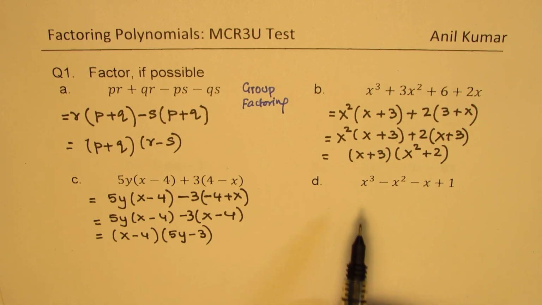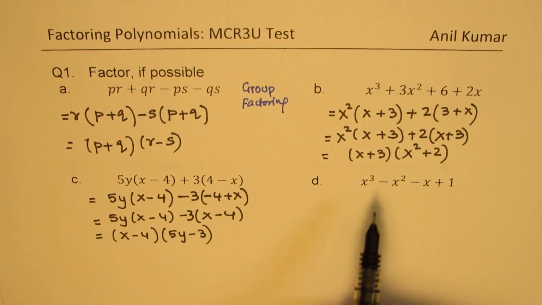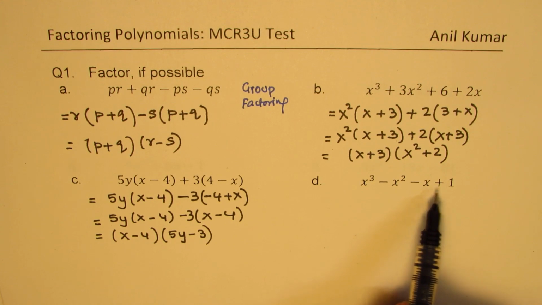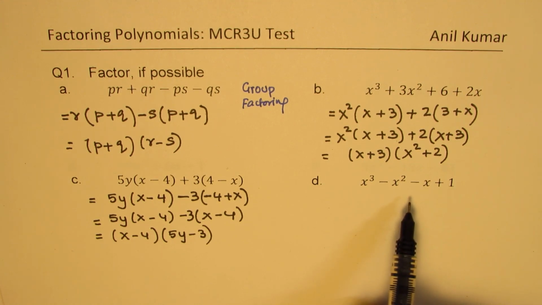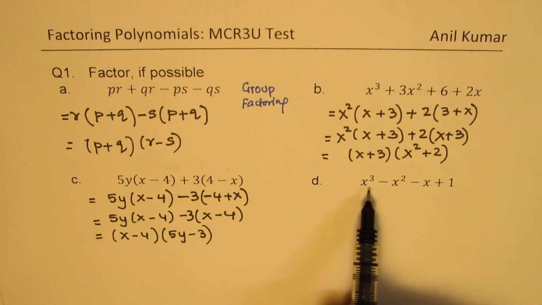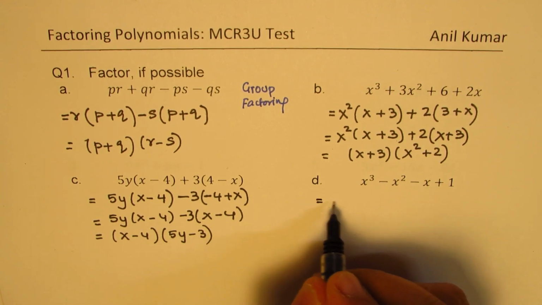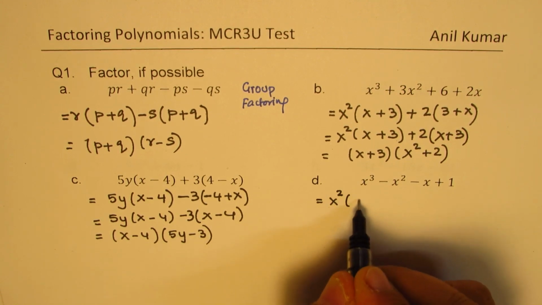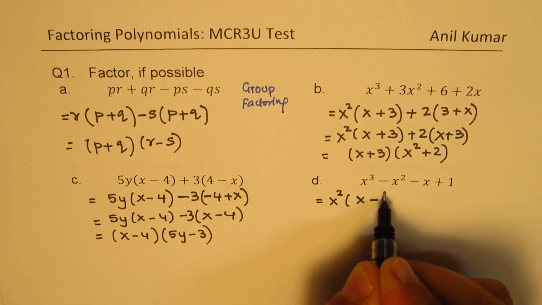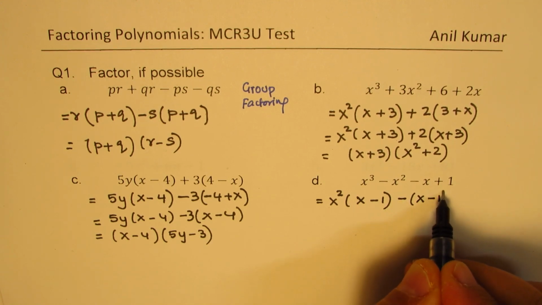So once again, you can now pause the video and do part D yourself and then check with my solution. Perfect. X cubed minus x plus 1. Now in this, what happens? If I take x square common in the first two terms, I get x minus 1. And here I can take minus common. So again, I get x minus 1.